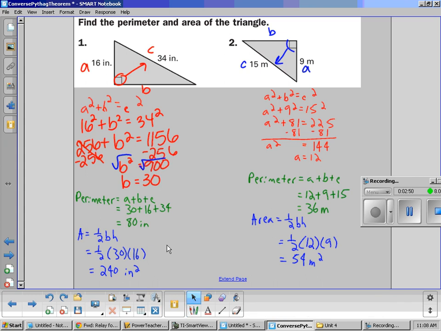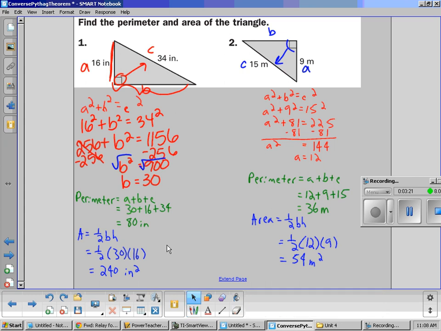Our perimeter is just all of the side lengths added up, A plus B plus C. So we take 30 plus 16 plus 34, and that gives us 80 inches. And then the area of a triangle is 1/2 base times height. So we take 1/2 times 30. The base right here is 30 inches long, and then the height is 16. 1/2 times 30 times 16 is 240 inches squared, or square inches.